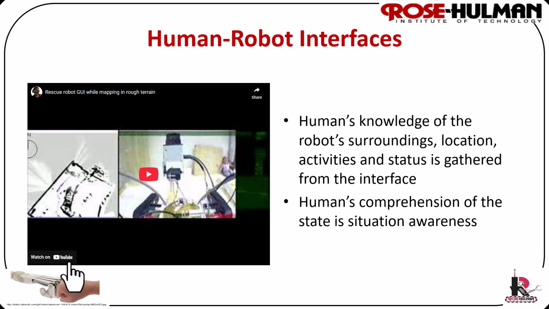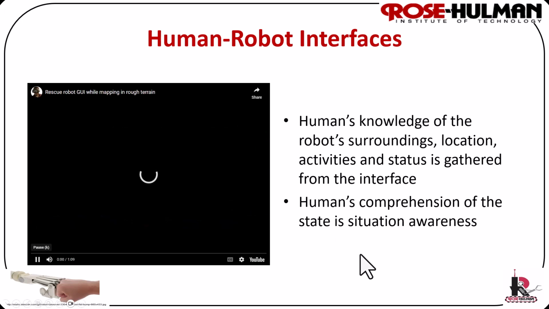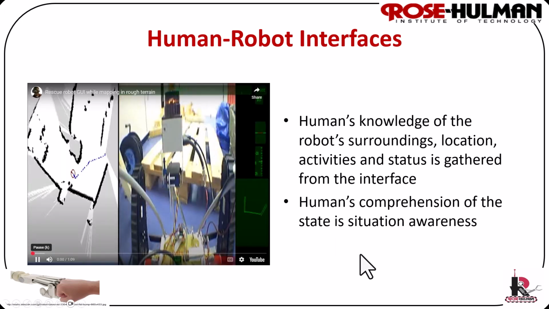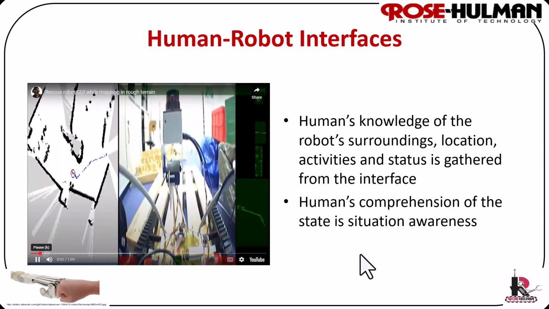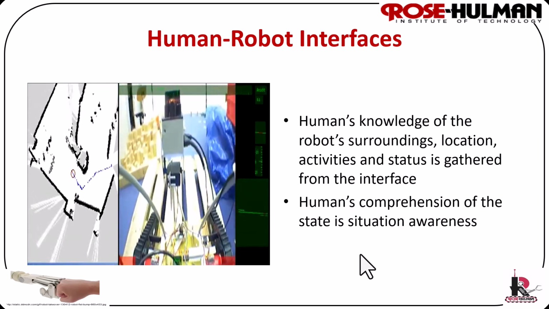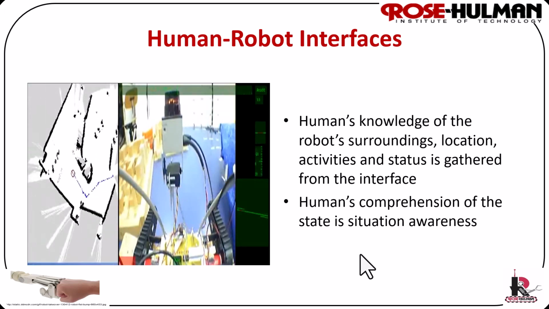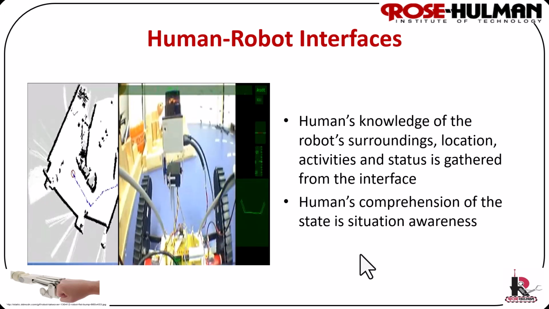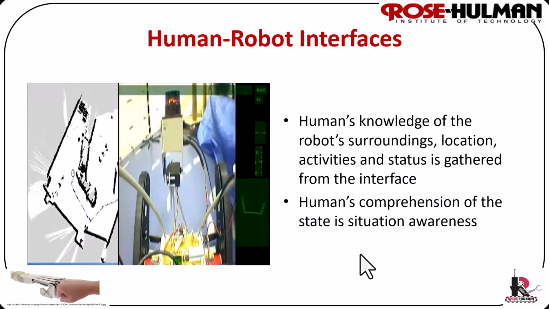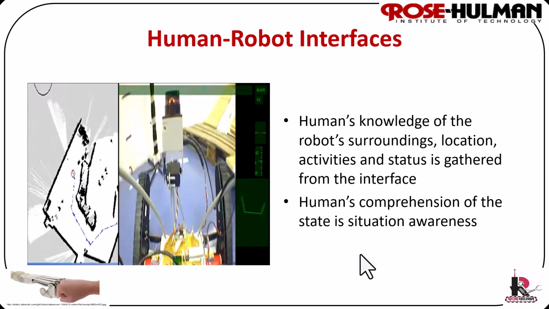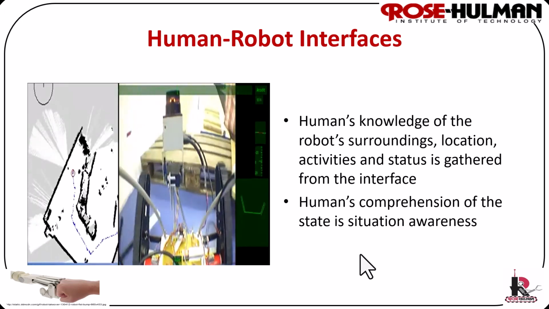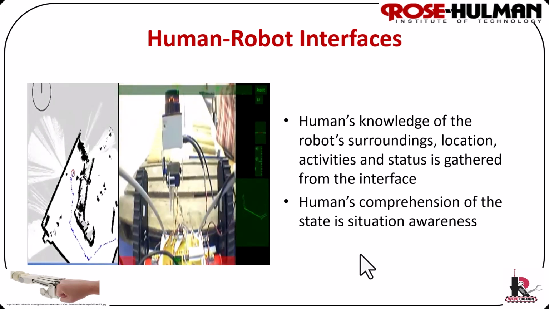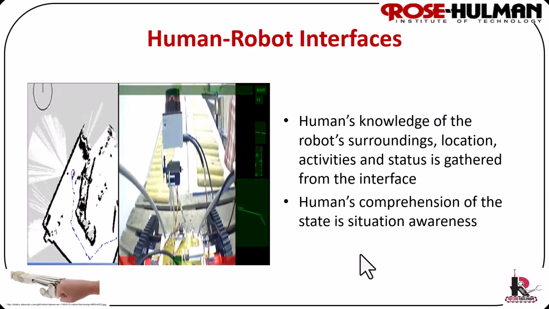This video is an example of a rescue robot GUI while the robot is mapping in a rough terrain. So what you see here is the robot is moving through the cluttered environment, and on the left you can see it is building the world model or the map that looks like a PackBot. And as it's driving through the space, it's also improving on the map when it encounters obstacles and clutter.